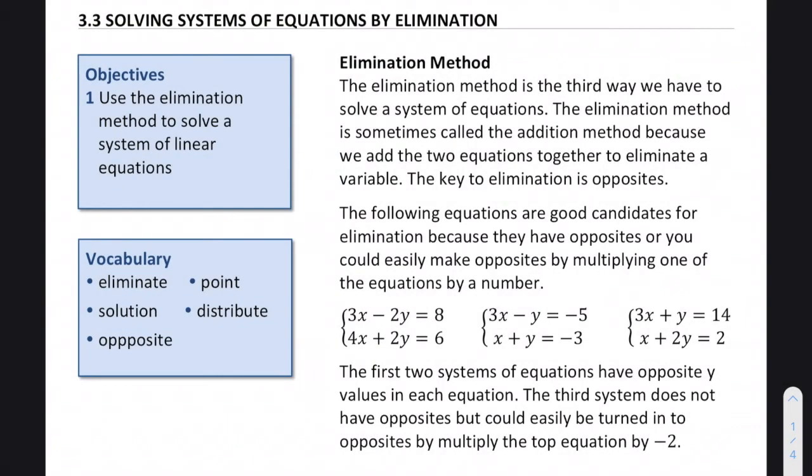Welcome back, everyone. This week we are going to look at our final method for solving a system of equations. We're going to look at elimination. So take a minute to familiarize yourself with this page, read through everything, and when you are ready, you can continue the video and I'll go through some examples for you.